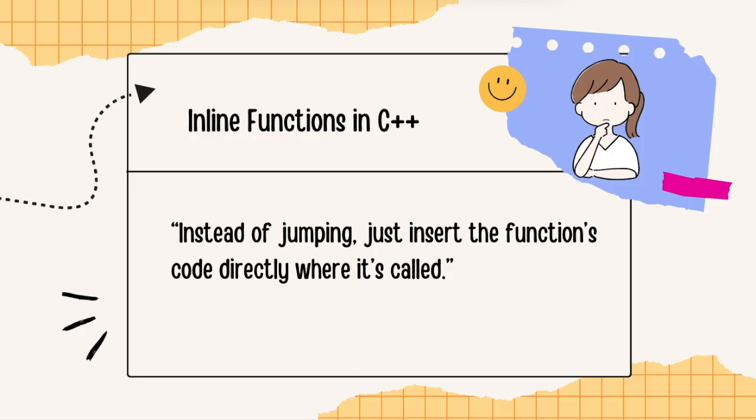Now the question comes, what is an inline function? Normally when you call a function, the program jumps to that function's address, executes it, then comes back. This process takes a bit of extra time, known as call overhead. An inline function tells the compiler, instead of jumping, just insert the function's code directly where it's called. This makes execution faster, especially for small, frequently called functions.